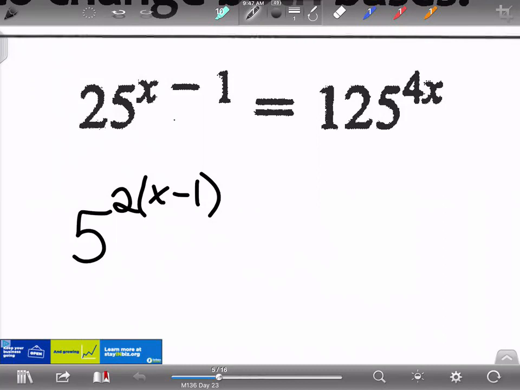For the right-hand side, I need to rewrite this to also have a base of 5. 5 to the what power is 125. So 5 to the third is 125. So 5 to the third gets written, and then anything that was already an exponent is getting put into parentheses, in this case, the 4x.